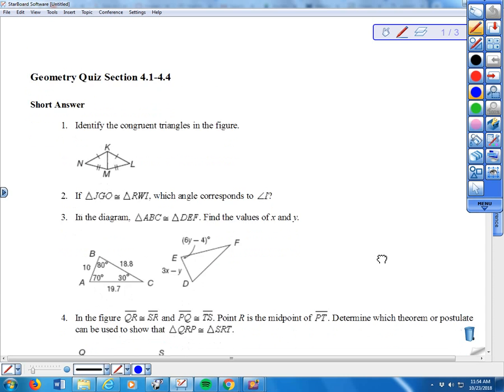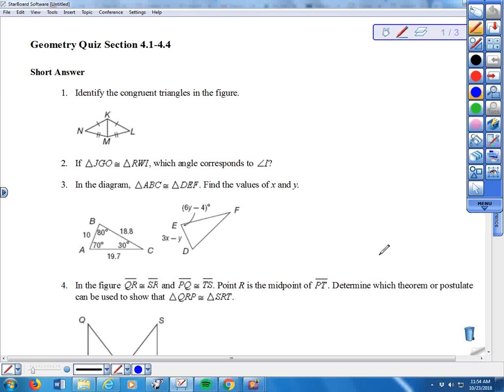Okay, first question on the quiz. Identify the congruent triangles in the figure. So I'm just going to start with any 3 letters. There's a K and N. Okay, so these are just going to be out of order.